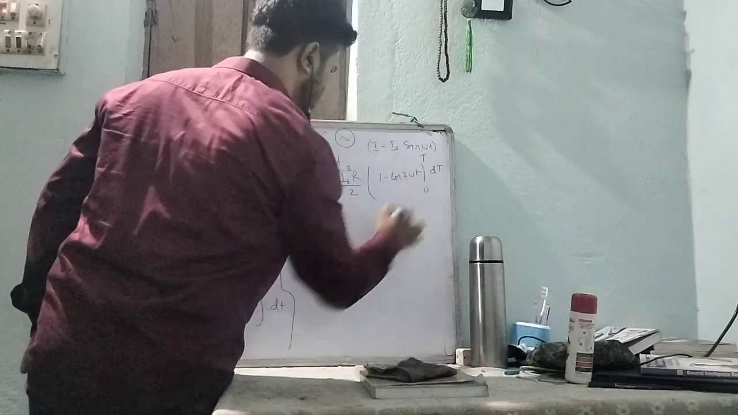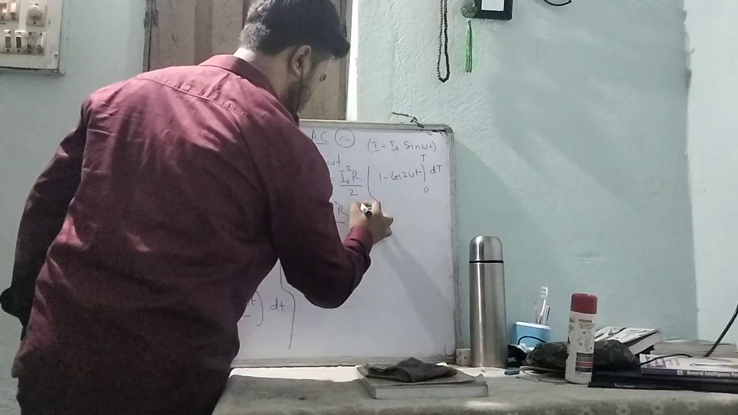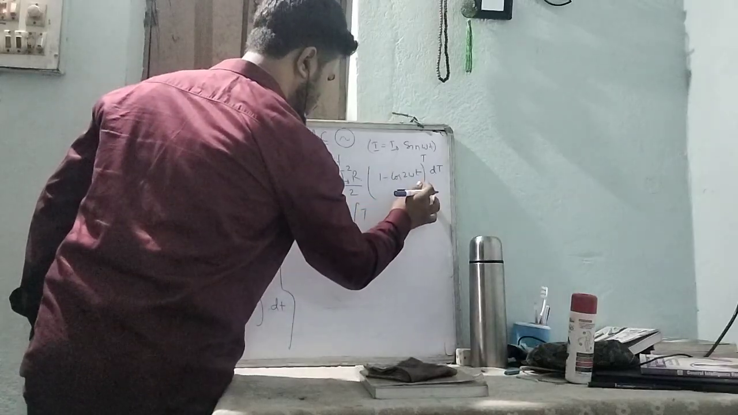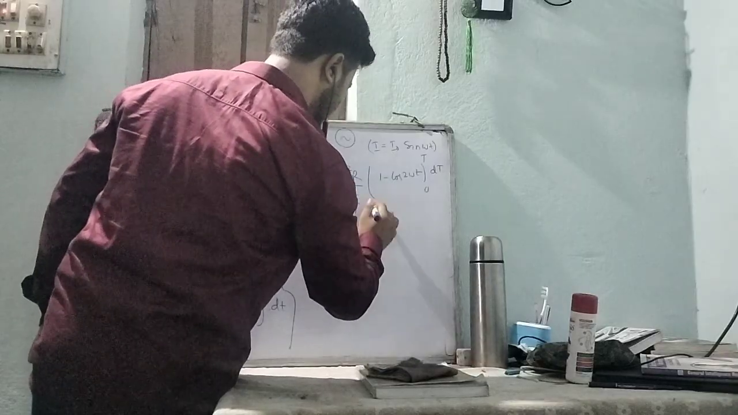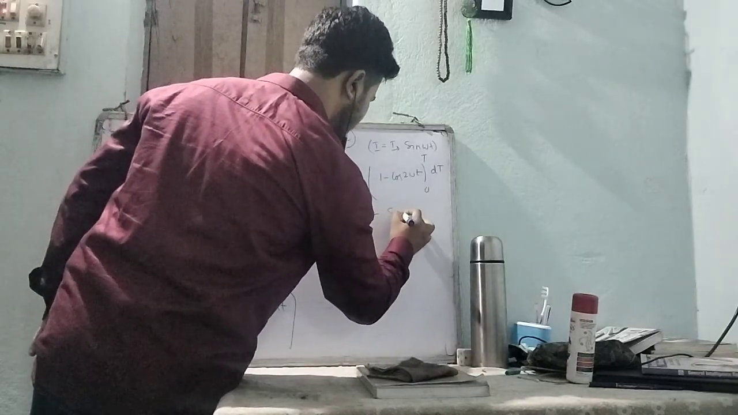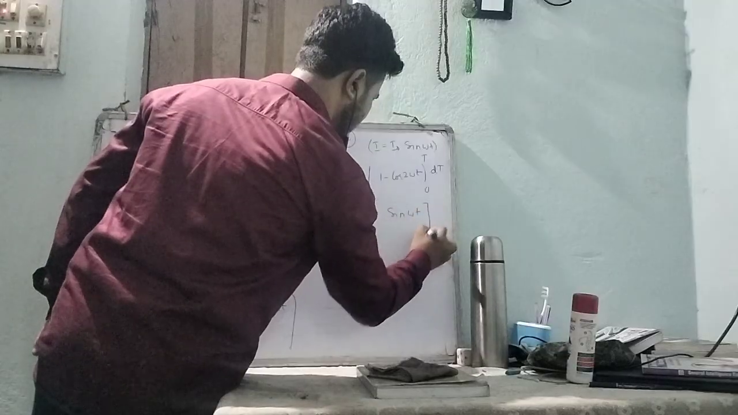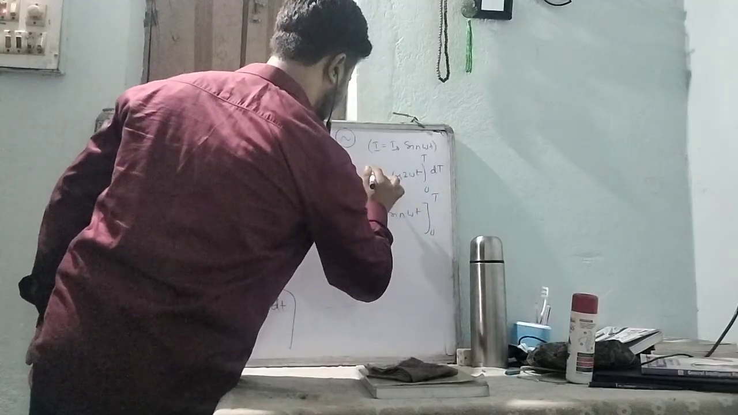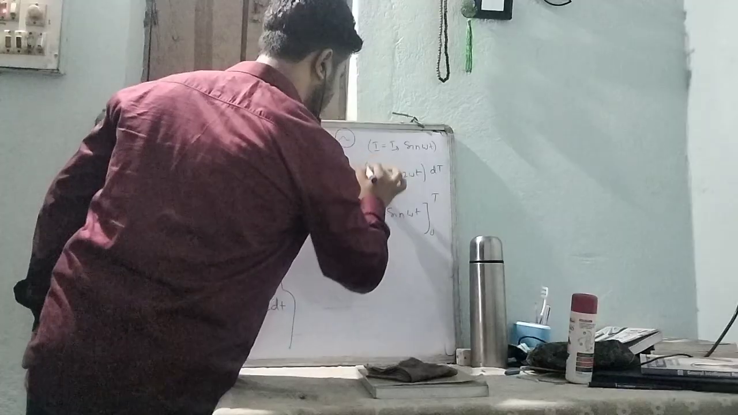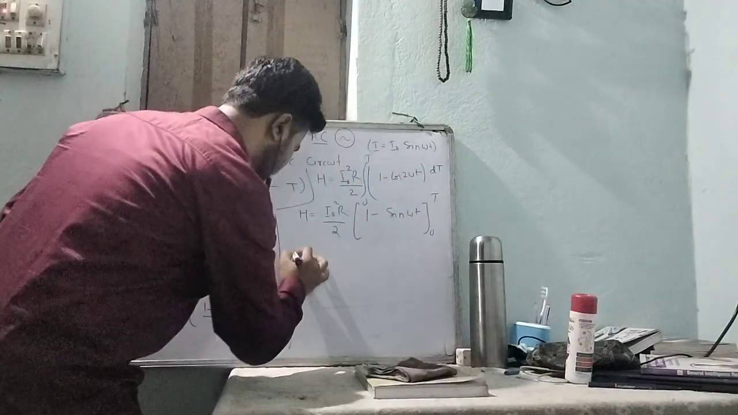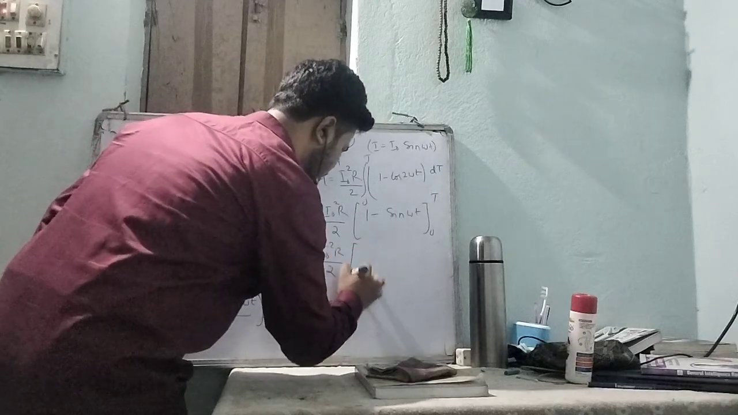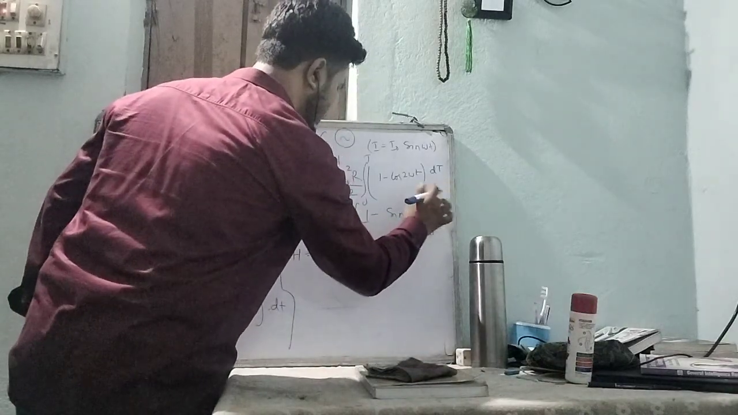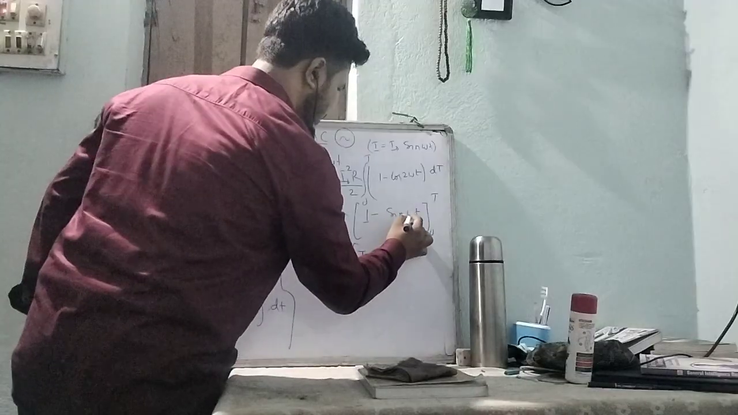0 to t. So 1 will become what? T, and cos 2 omega t will become what? 1 minus sine 2 omega t, and 0 to t will be the limit. Here it is 0 to t. Now, further calculating, it will be I naught square R upon 2 into 1. If you put in the upper limit, it will be t and omega.